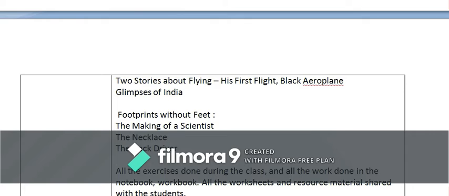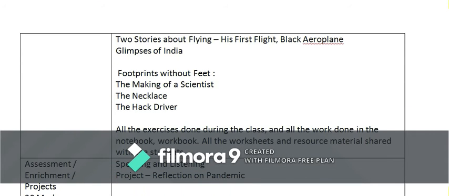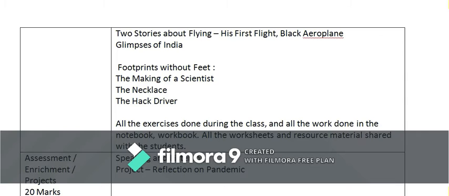Then from Footprints Without Feet: The Making of a Scientist, The Necklace and The Hack Driver. All the exercises done during the class and all the work done in the notebook, workbook, all the worksheets and resource material shared with the students.